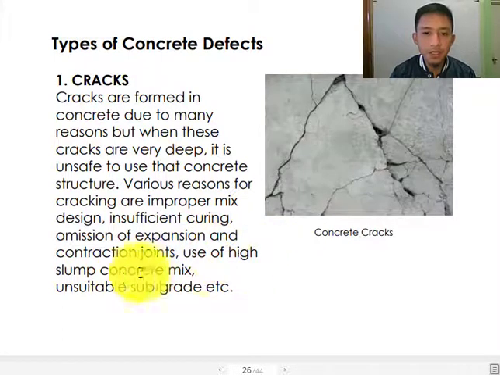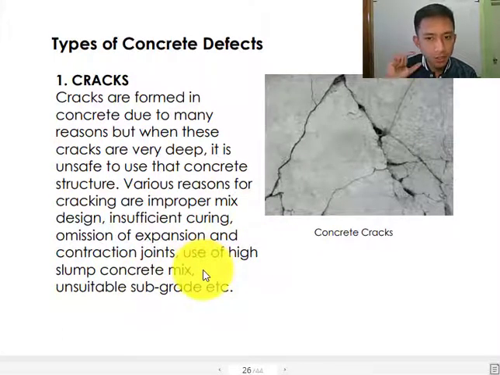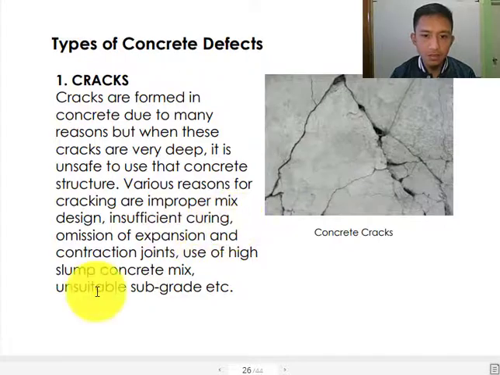And then use of high slump concrete mix. What is the reason why we have a high slump? It is due to a lot of water. So again, as we discussed on the previous slide about shrinkage, loss of this excess water will cause shrinkage also. And then of course, unsuitable subgrade.